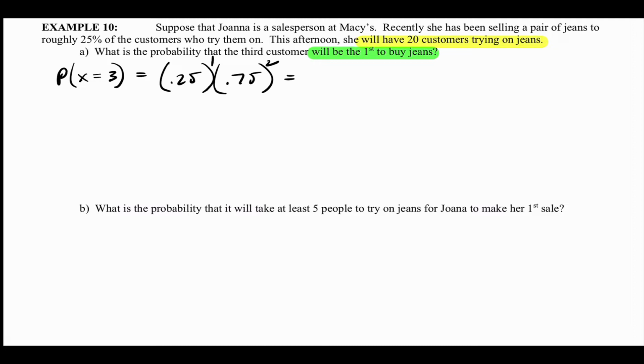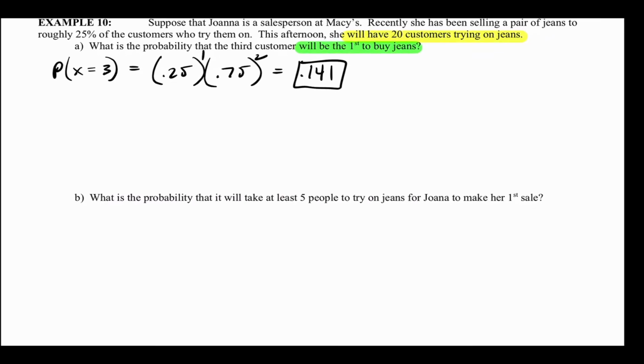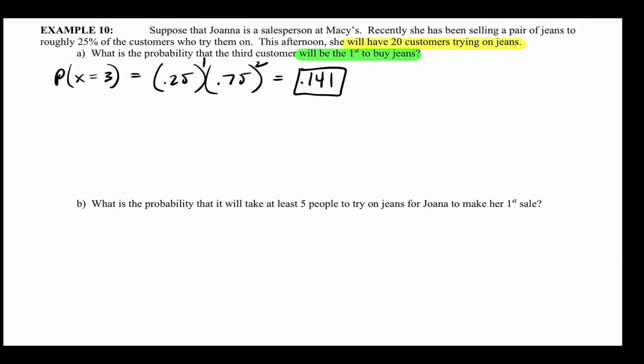Again, these numbers aren't very hard to crunch. You can use geometric PDF, but you don't really need to. You're just going to go 0.75 squared times 0.25, and you get 0.141.